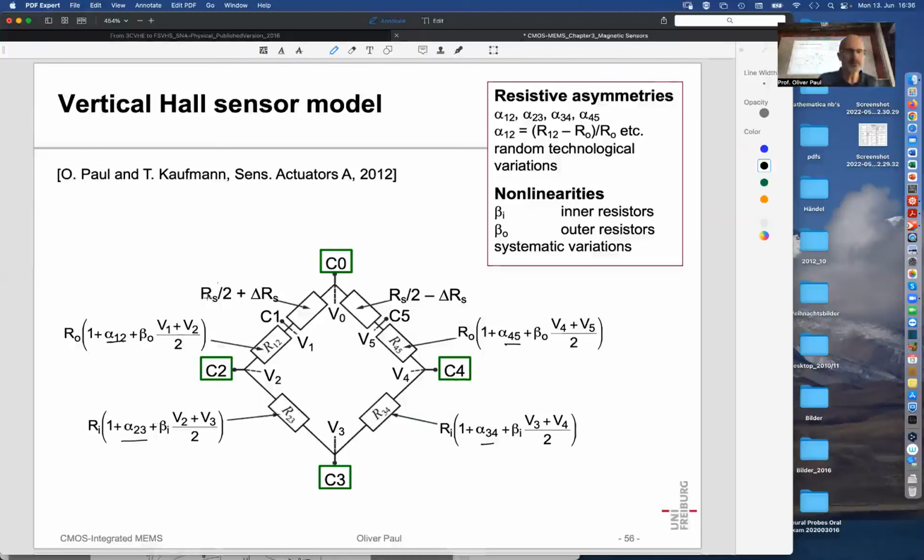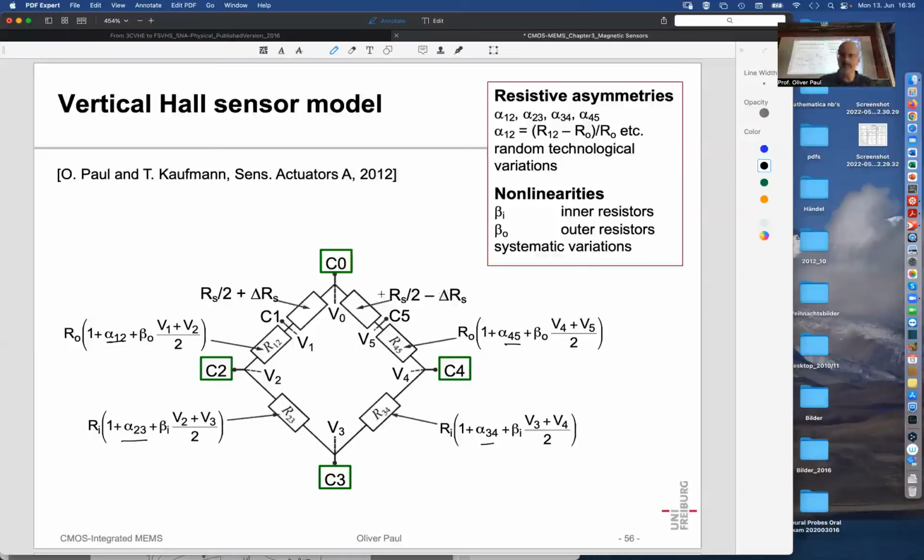And so do these connections up there. These are metal lines. RS is rather small in comparison with RO and RI. And there might be some asymmetry also there. One might be larger than the other. So let's take this into account.